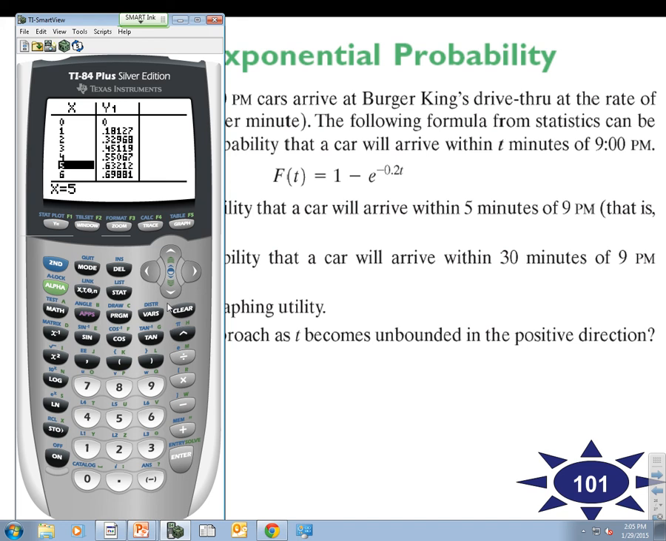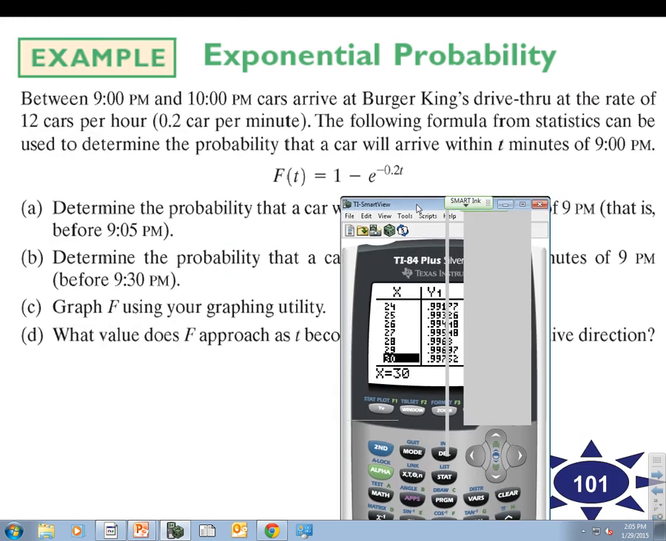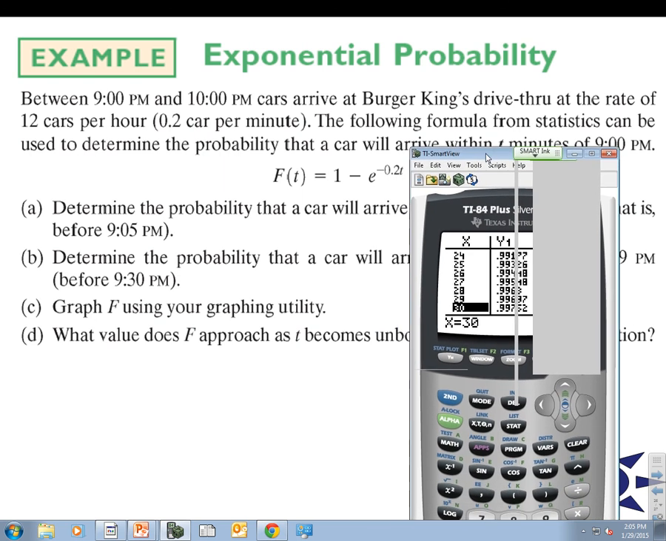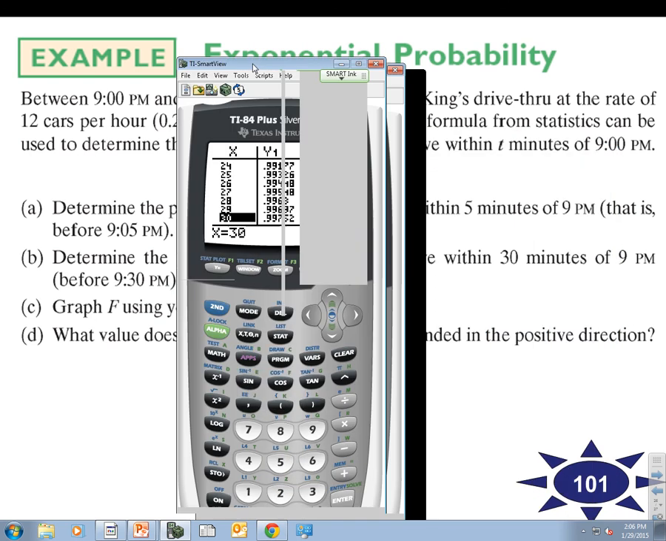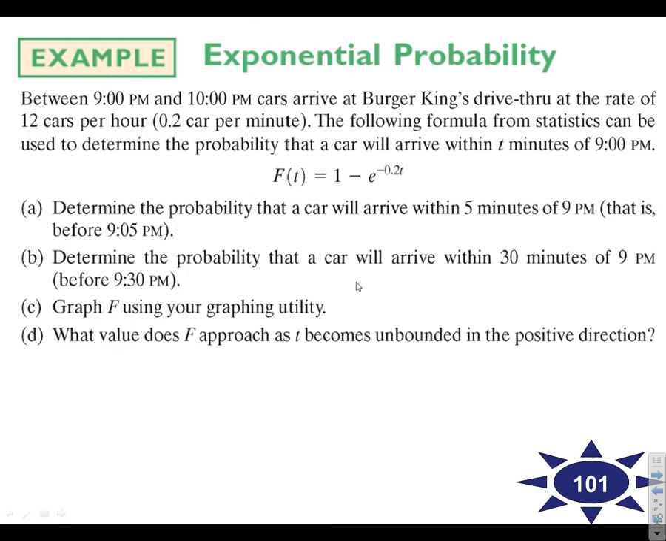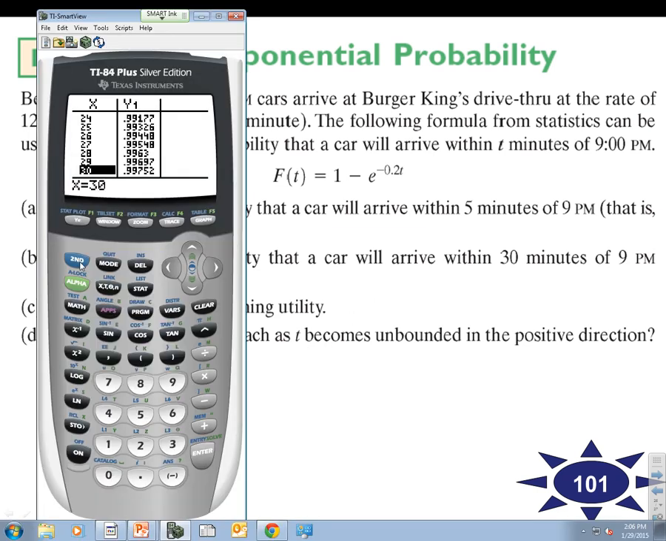All right, how about 30? All right, there's a 99.7% chance that a car will show up in the first 30 minutes, right? So that kind of makes sense. If 12 cars are showing up in an hour, it would be pretty unlikely that all 12 of them show up in the last half hour, right? That's what that's saying. All right, so let's graph it.